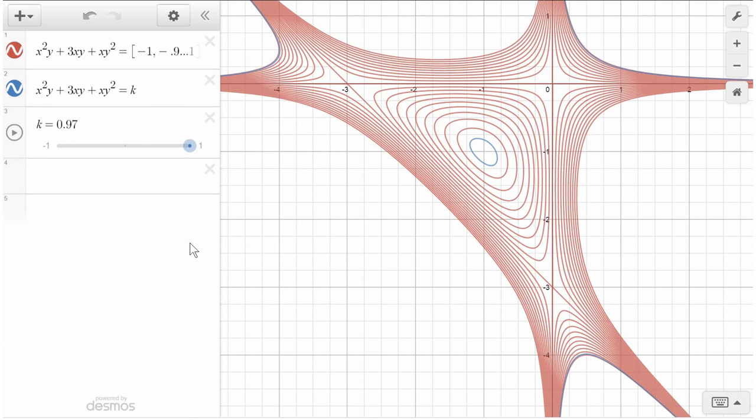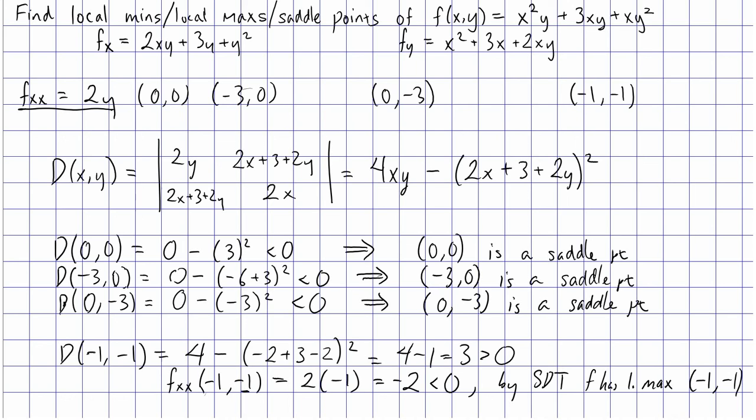Our particular example today did not have any local minimum points. Of course, if we go back to our work here, that would just be because we only got one local min or local max due to the d function here being positive. And if hypothetically f sub xx for a critical number happened to be a positive number, then we would have seen a local minimum as well.